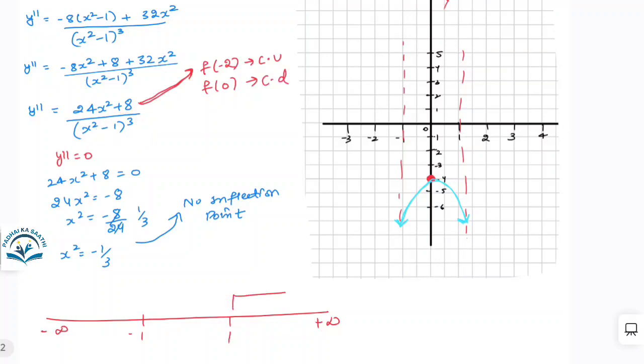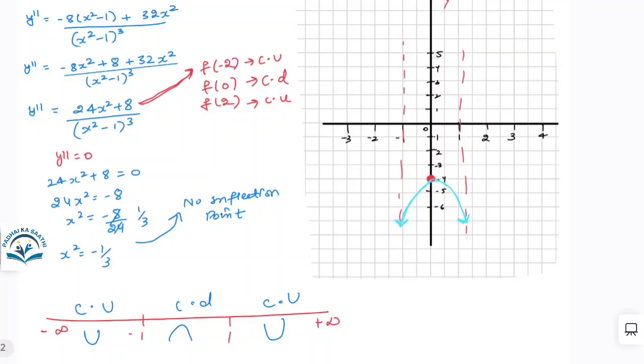Now take any number between 1 and plus infinity. Let's suppose we take the number positive 2 and check. Again the same, it's coming concave up. So here it is concave up, here concave down, here concave up. Here it will be up, here down, and there it will be up.